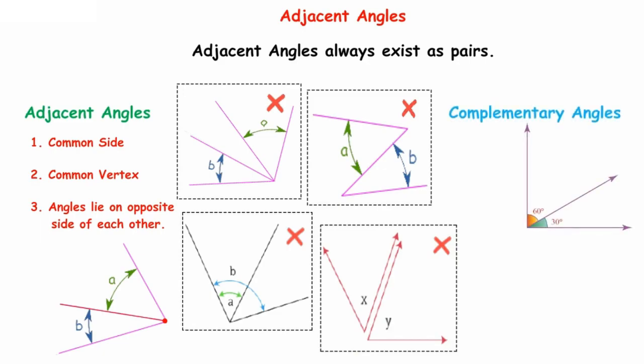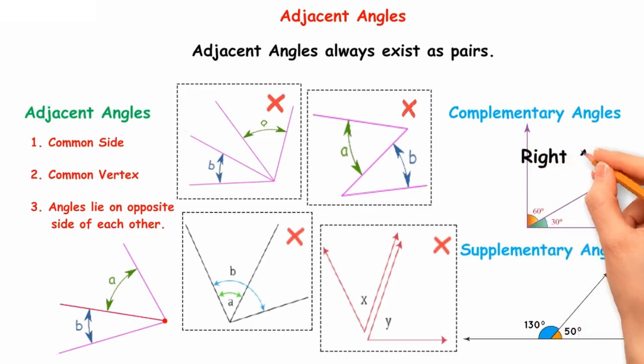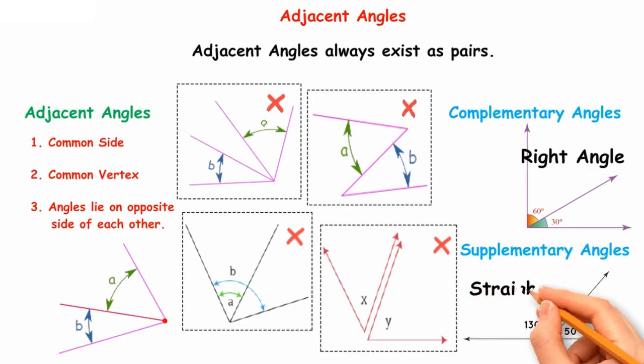Whereas, complementary angles are two angles that add up to 90 degrees. And supplementary angles are two angles that add up to 180 degrees. Complementary angles form a right angle. Supplementary angles form a straight angle.